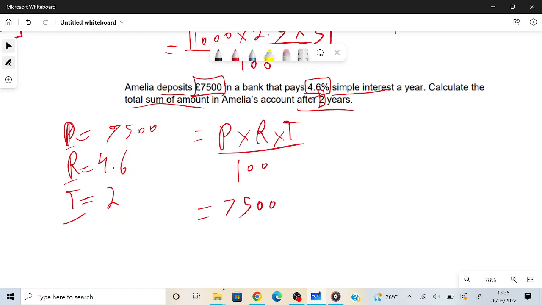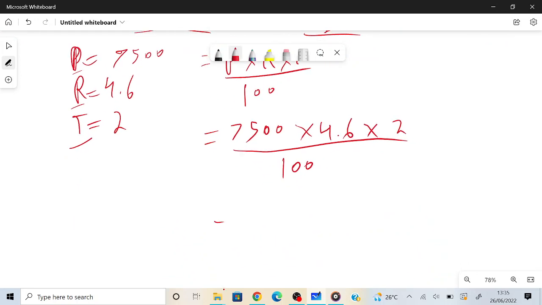You now have 7,500 because that is our P times R, which is 4.6, times T, which is 2, all of this over 100, and plugging these values into a calculator. 7,500 times 4.6 times 2, that's 69,000 over 100. These two zeros cancel each other out, you're left with 690.